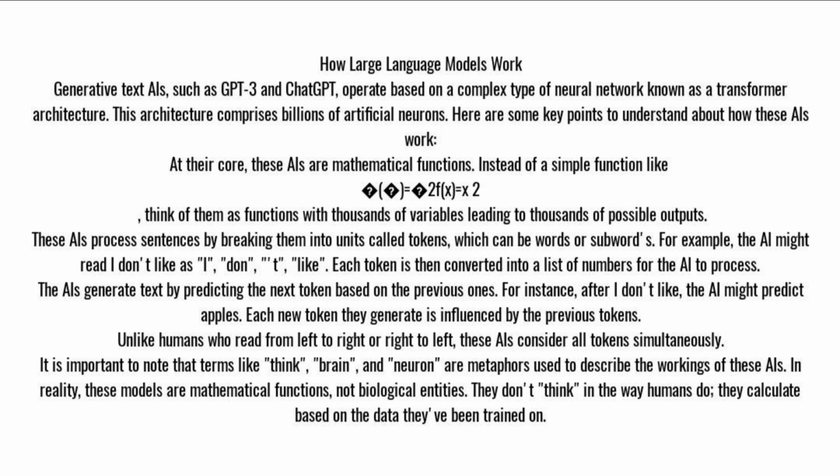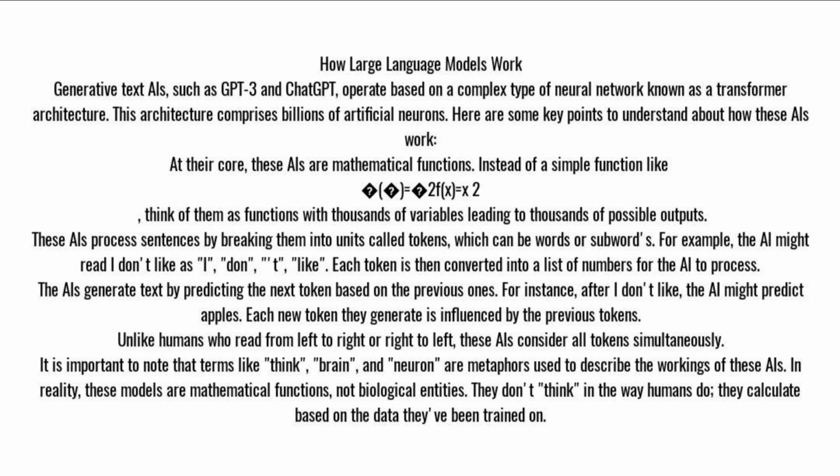The AIs generate text by predicting the next token based on the previous ones. For instance, after "I don't like", the AI might predict "apples". Each new token they generate is influenced by the previous tokens. Unlike humans who read from left to right or right to left, these AIs consider all tokens simultaneously.